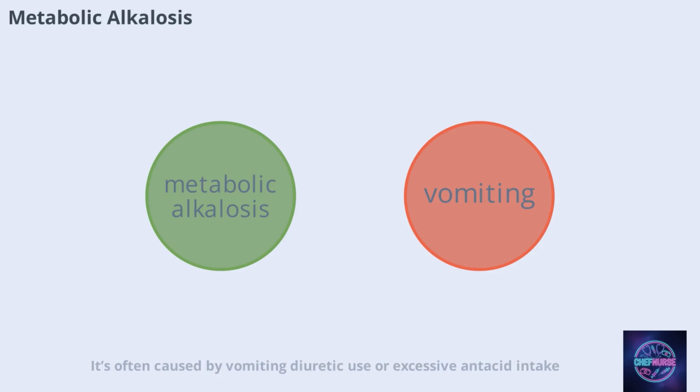Metabolic alkalosis is characterized by high pH and high HCO3. It's often caused by vomiting, diuretic use, or excessive antacid intake. Symptoms include muscle twitching, irritability, and arrhythmias. For the NCLEX, know how to identify metabolic alkalosis and the appropriate interventions, such as correcting fluid and electrolyte imbalances.